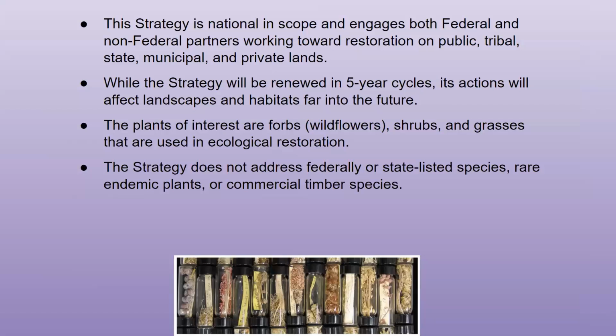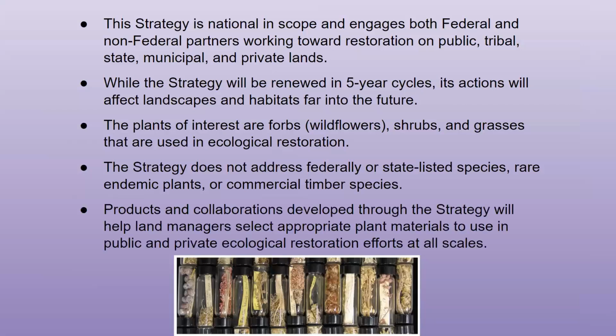And so this strategy will be renewed in a 5-year cycle. We're in the middle of it right now. We collect grasses primarily. We're starting to collect more forbs. We'll start collecting riparian shrubs and other things as we go on. We never collect listed species or timber species or invasive species.